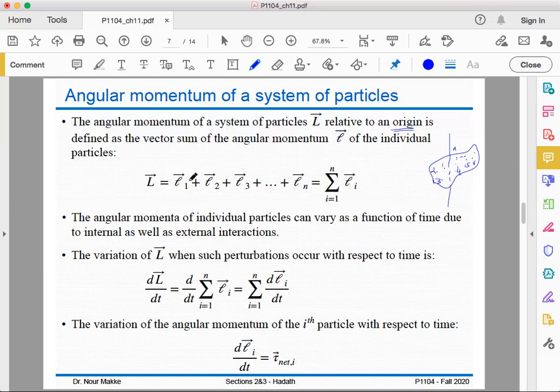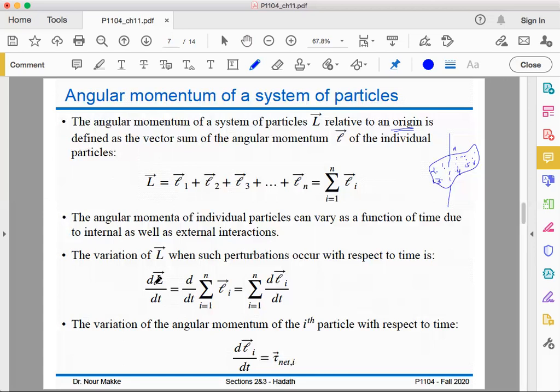Then now, of course, since the angular momentum of these individual particles can vary as a function of time, مع انه هول البارتيكلز عم يتعرضوا لانتراكشن بالداخل وبالخارج. يعني الانتراكشن internal interactions هن ناتجة عن الانتراكشن ما بين البارتيكلز بين بعضهم، والاكسترنال انتراكشن هي ما بين البارتكلز بقلب السيستم واي شيء خارج عن السيستم. فنتيجة هالانتراكشنز internal and external, the angular momentum of the particles may vary as a function of time. And if they vary as a function of time, then we have to consider the variation of the total angular momentum L when such perturbations occur in the system with respect to time.